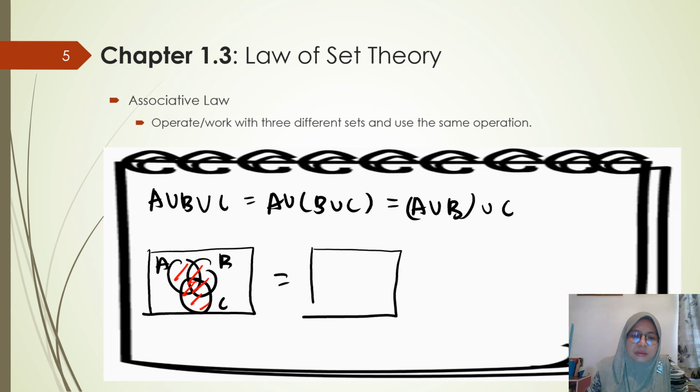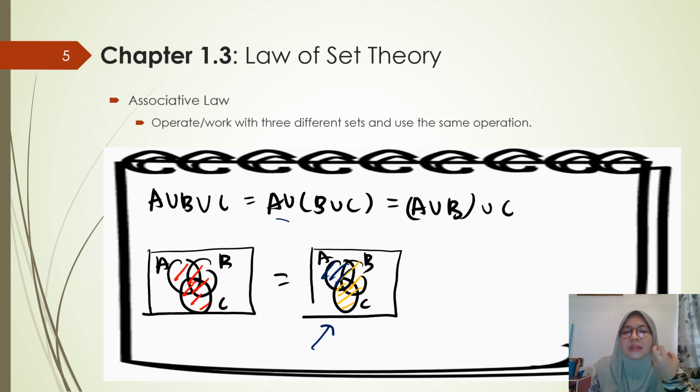It is also equivalent to A union (B union C). Here B union C is the set of elements of B union C, and we unite it with A, which gives A union B union C. As we look at this diagram, all elements have been combined from these three subsets, and we get one set, which is A union B union C.